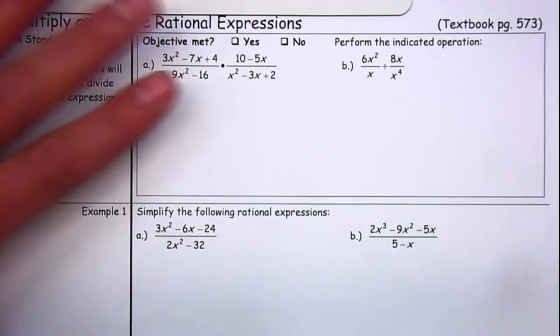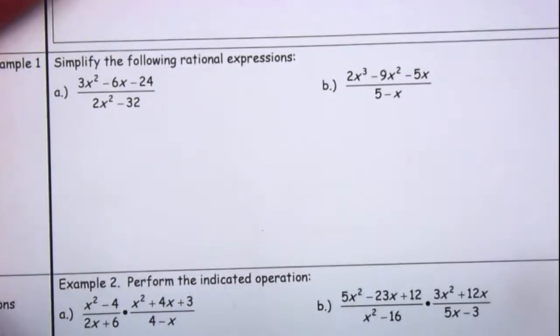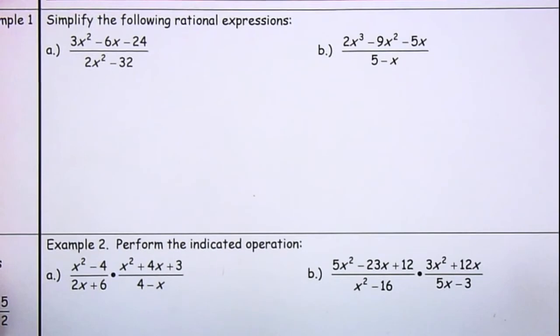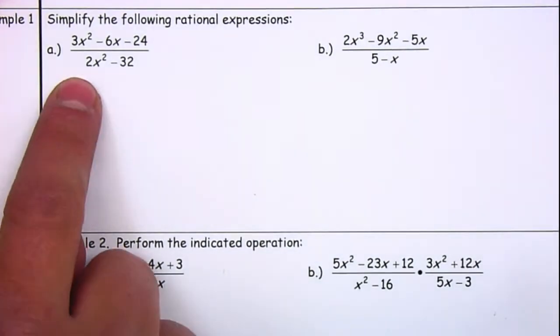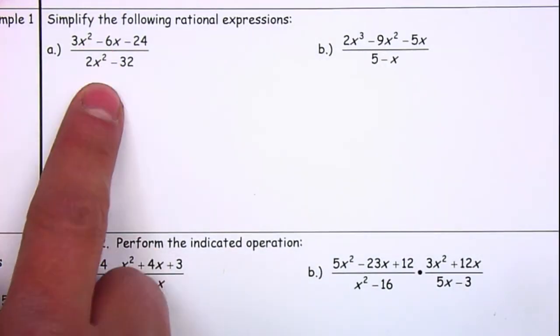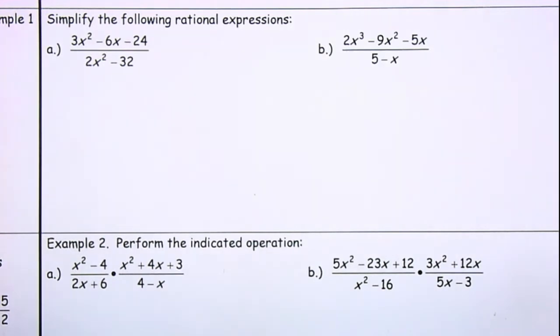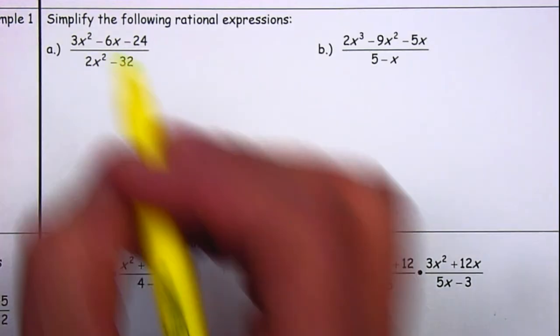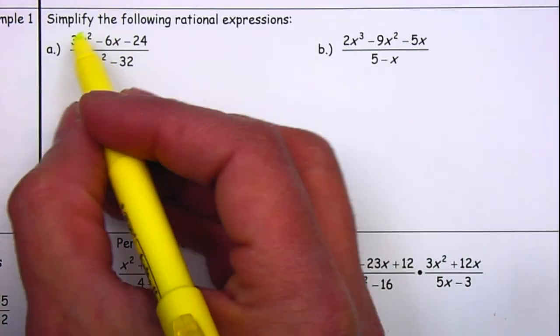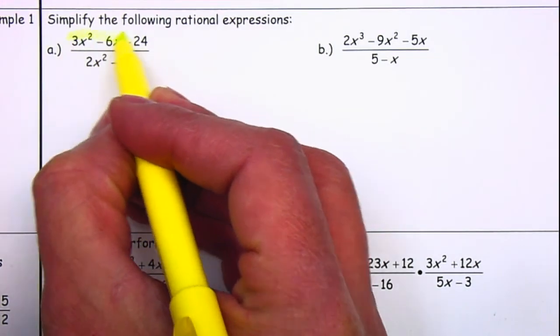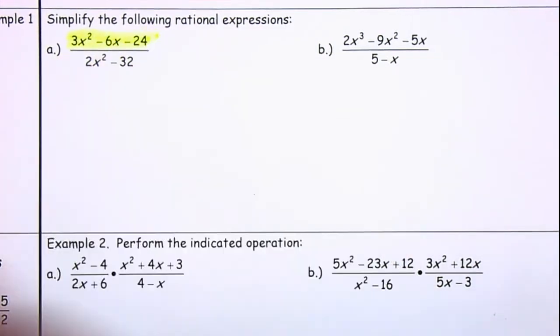Let's go through example number one. On example number one, we are just simplifying the expressions. So we're not multiplying or dividing, we are just going to simplify. In order to be able to simplify this expression, we have a polynomial on top that we want to be able to factor. So let's go and deal with the top.